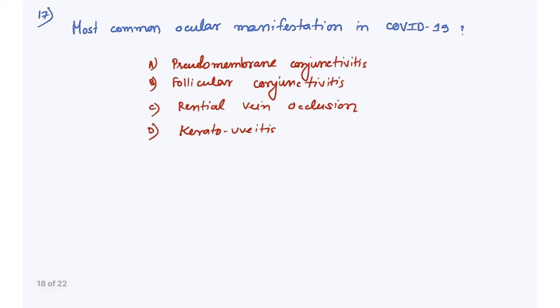Next, coming to question number 17, most common ocular manifestation in COVID-19. COVID-19 coronavirus also affects our ocular system, and the most common among these four options will be follicular conjunctivitis, also known as pink eye. Conjunctivitis is the most common presentation. Follicular conjunctivitis is most commonly seen in COVID-19. Other options were pseudomembranous conjunctivitis, retinal vein occlusion, and keratouveitis.